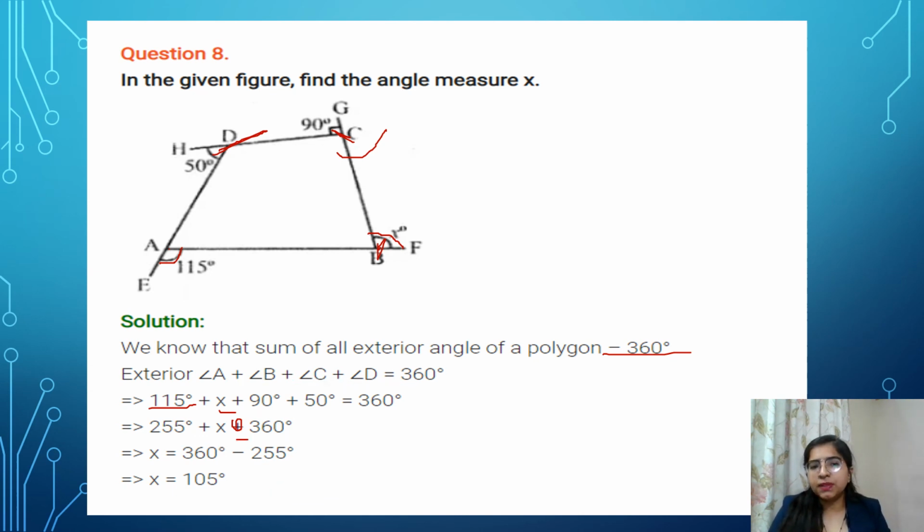Clear? Too simple. The figure is given to you and you have to find the value of x. To find the value of x, you need the sum of all exterior angles, which is 360 degrees. You know very well. Then you have to put in the values of the exterior angles. Angle A is given, B is not given, it's given as x, so you put x only. C is given, D is given, and 360 is also given. Then to find the value of x, transpose all the numbers. Now, clear?